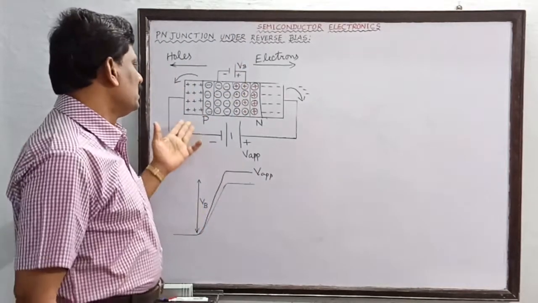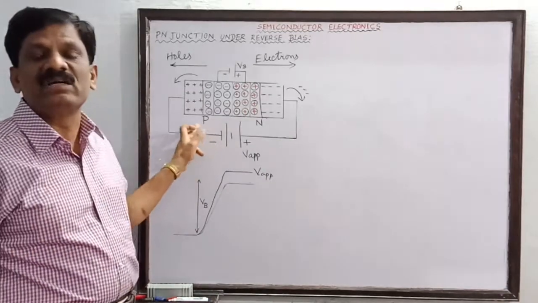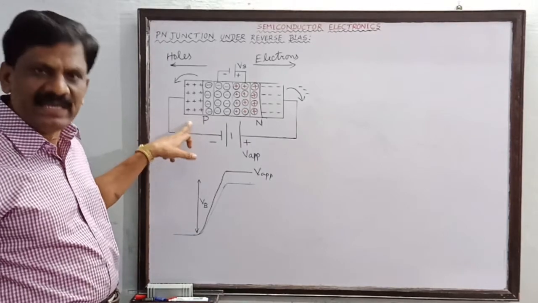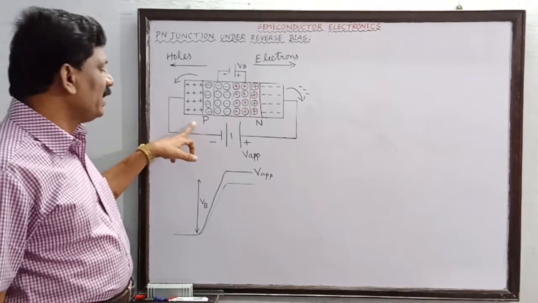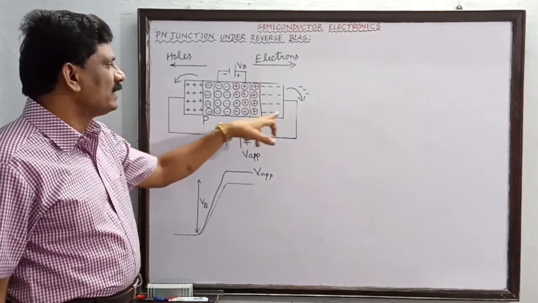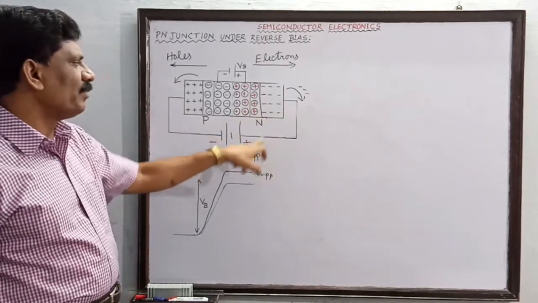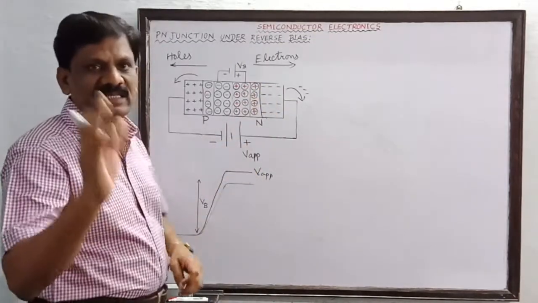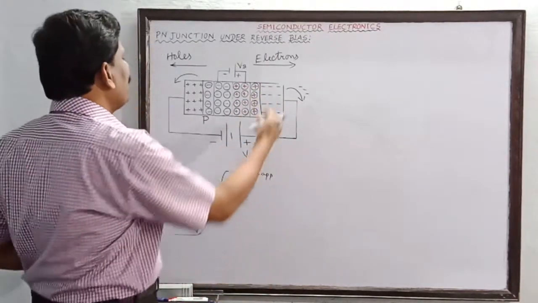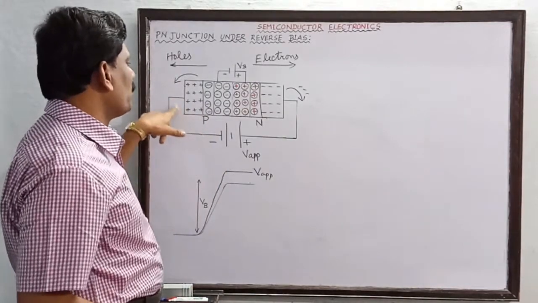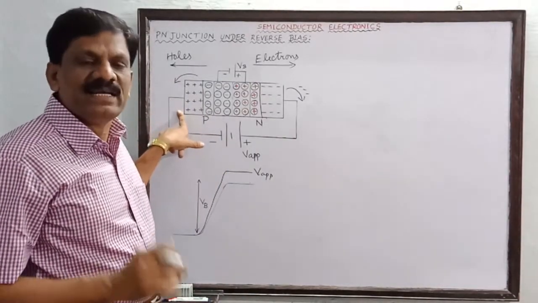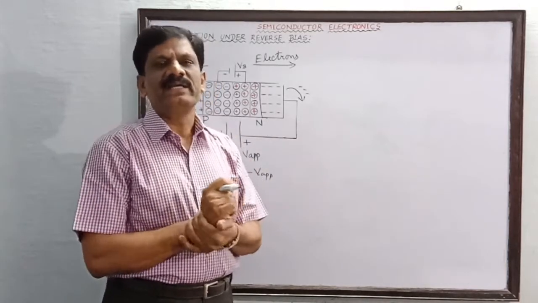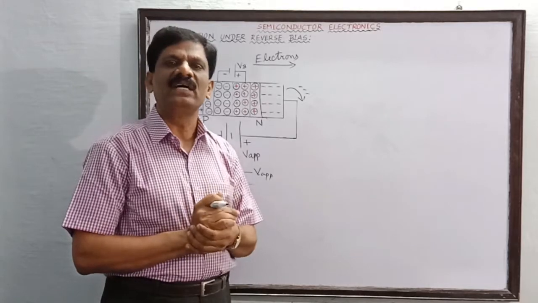You tell me now, in the P region, who are the minority charge carriers? The electrons. And these electrons, being negatively charged, will be attracted towards the positive potential applied to the N region. And the minority charge carriers in the N region, namely the holes, will be attracted towards the negative potential applied to the P region. As a result, now minority charge carriers will drift in a direction opposite to that of the junction.